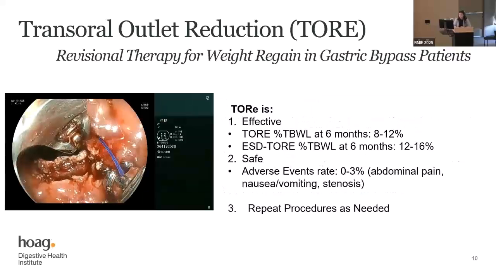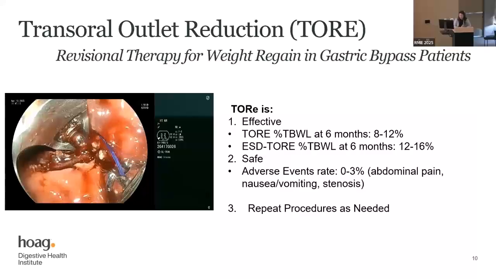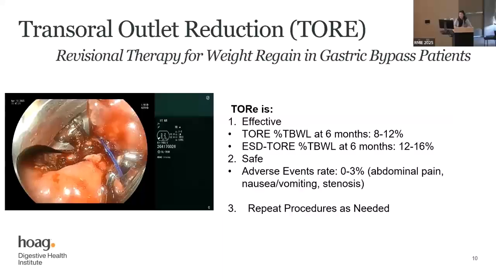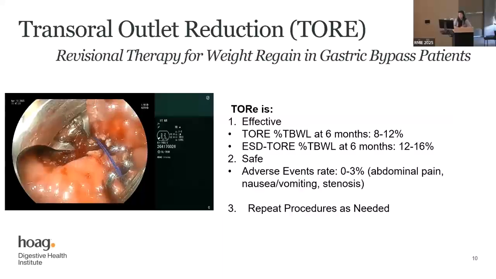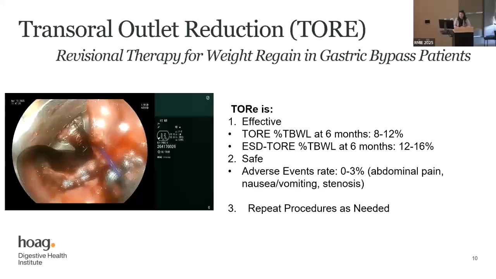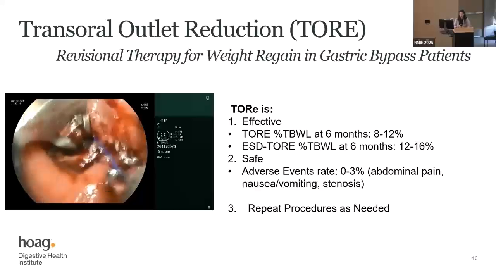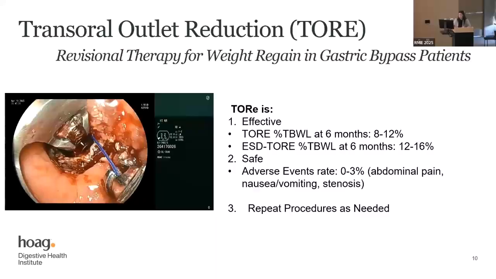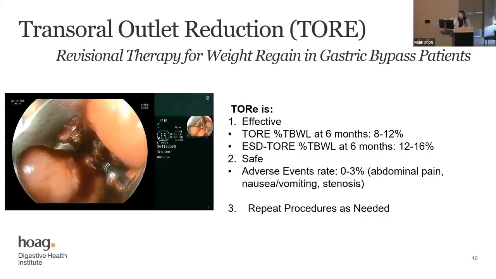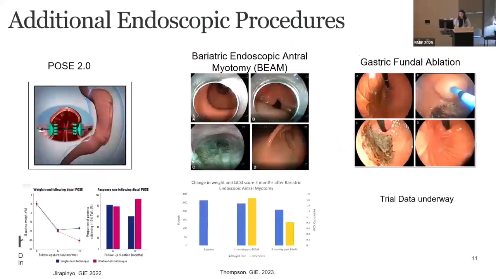In terms of the TORe, it's effective. The old way we used to do a TORe had a total body weight loss of around 8 to 12%. Adding the ESD portion on top of it is around 12 to 16%. Adding the ESD with the zipper pattern, we hope to publish what gets us closer to around 18% with a TORe. Safe and effective, and then if patients need repeat procedures as needed, then it's possible to be offered.